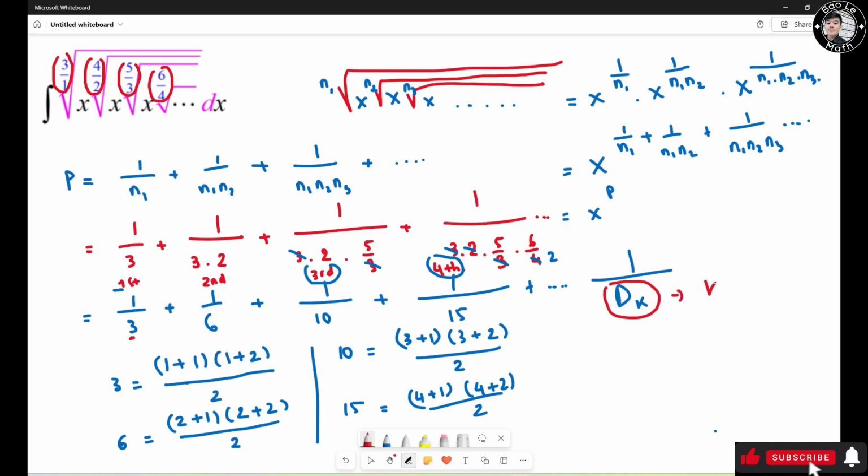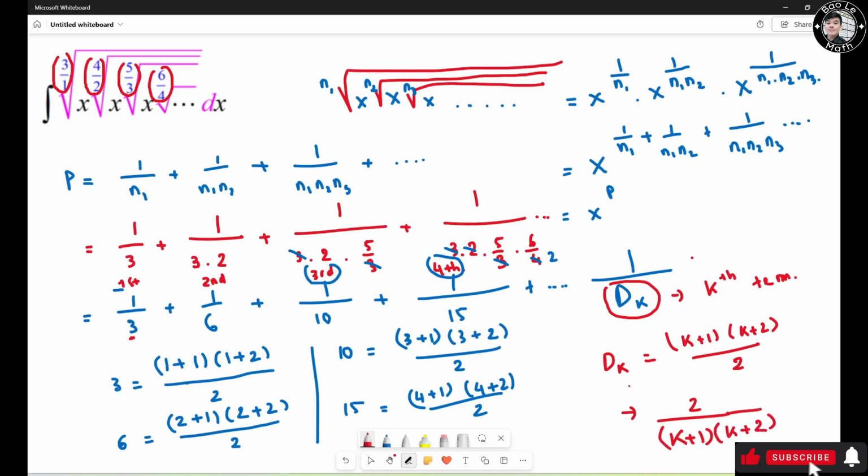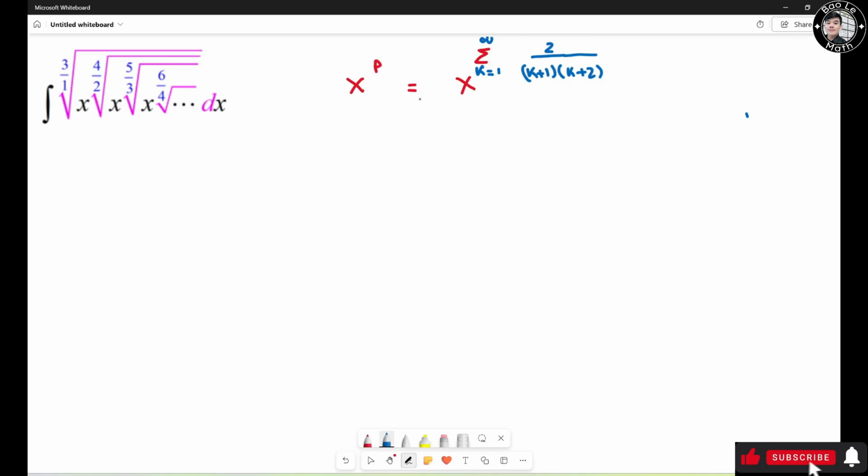So dk right here, which means the kth term, is going to be dk equals k plus 1 times k plus 2 divided by 2, right? Now 1 over dk means 2 over k plus 1 times k plus 2, right? Now I need to find the sum of this series with the general terms right here when k goes from 1 to infinity, right? Now s to the p becomes s to the sum of 2 over k plus 1 times k plus 2 when k goes from 1 to infinity, right? Now I need to calculate this guy, right?